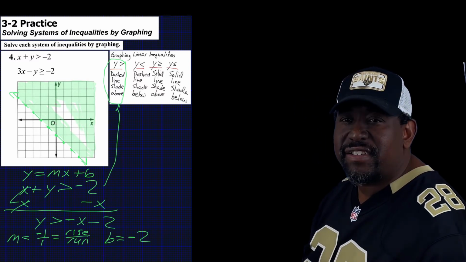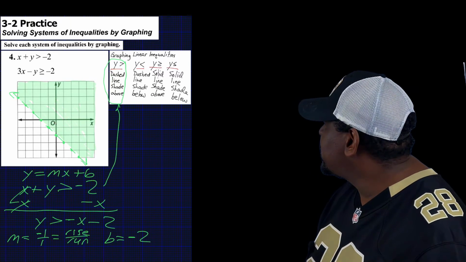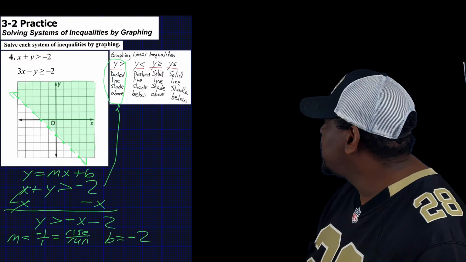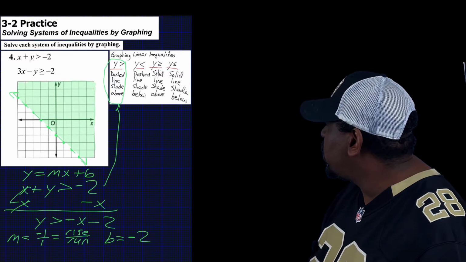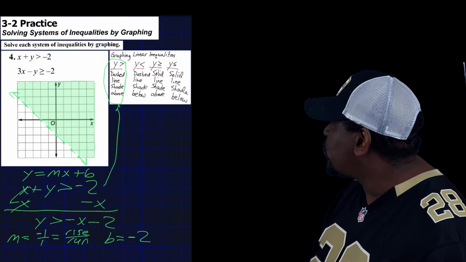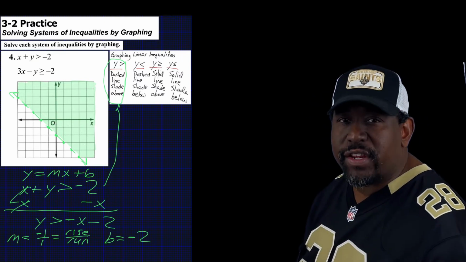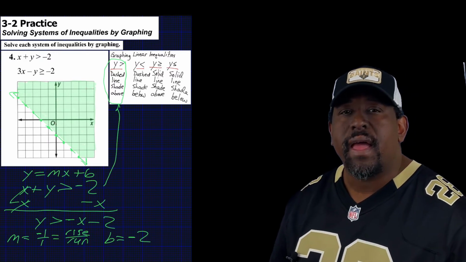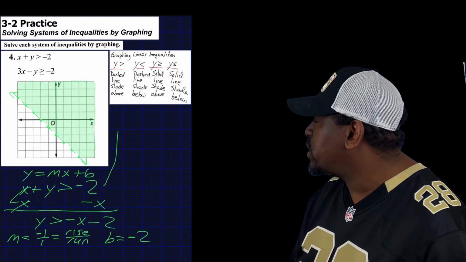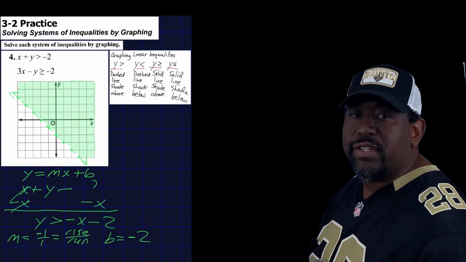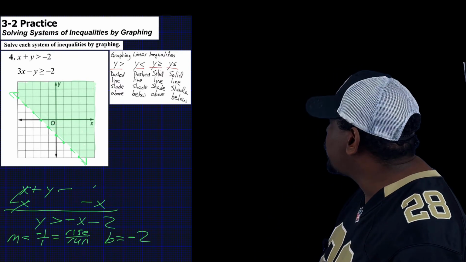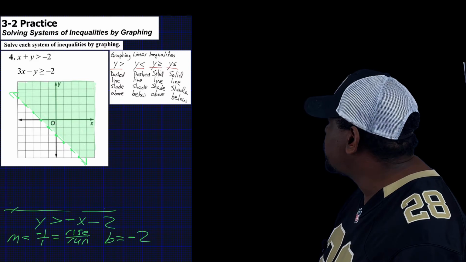Sort of like the tortoise and the hare story. NOLA Mathman takes his time, so he tries to be as thorough as possible. So we've now graphed our first inequality in green, and now we want to graph 3x minus y greater than or equal to -2. Once we shade that region, the intersection of the two regions will be our solution, like we did in the first problem. So at this point, we're going to erase our work from the first inequality.